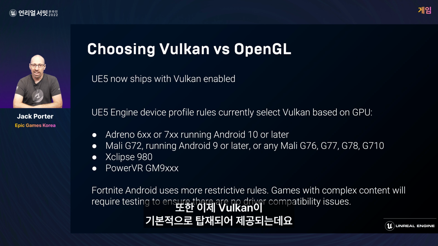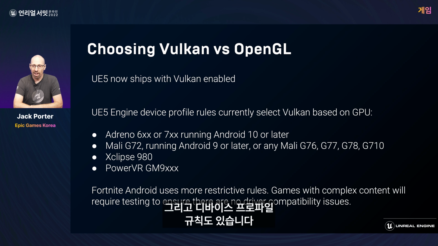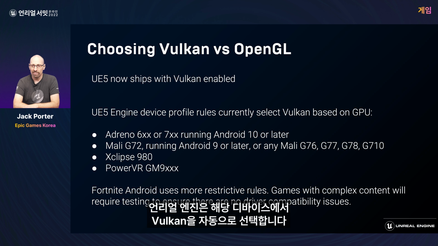We now ship with Vulkan enabled. Vulkan does perform better than OpenGL ES, and we have some device profile rules. If you're running one of those GPUs listed there with the Android version listed, Unreal Engine will now automatically choose Vulkan for that device.